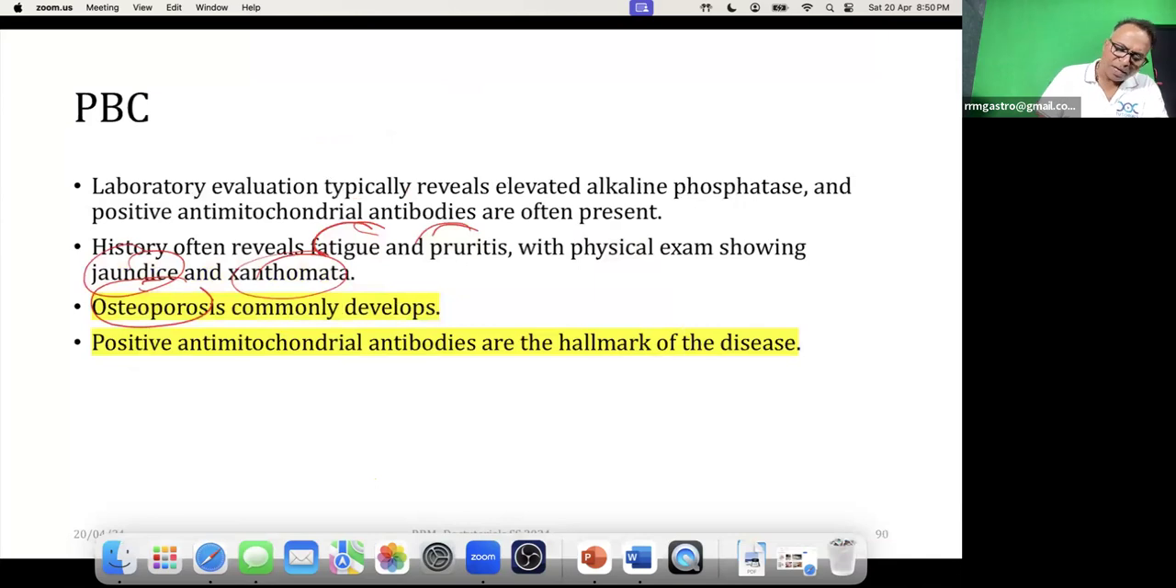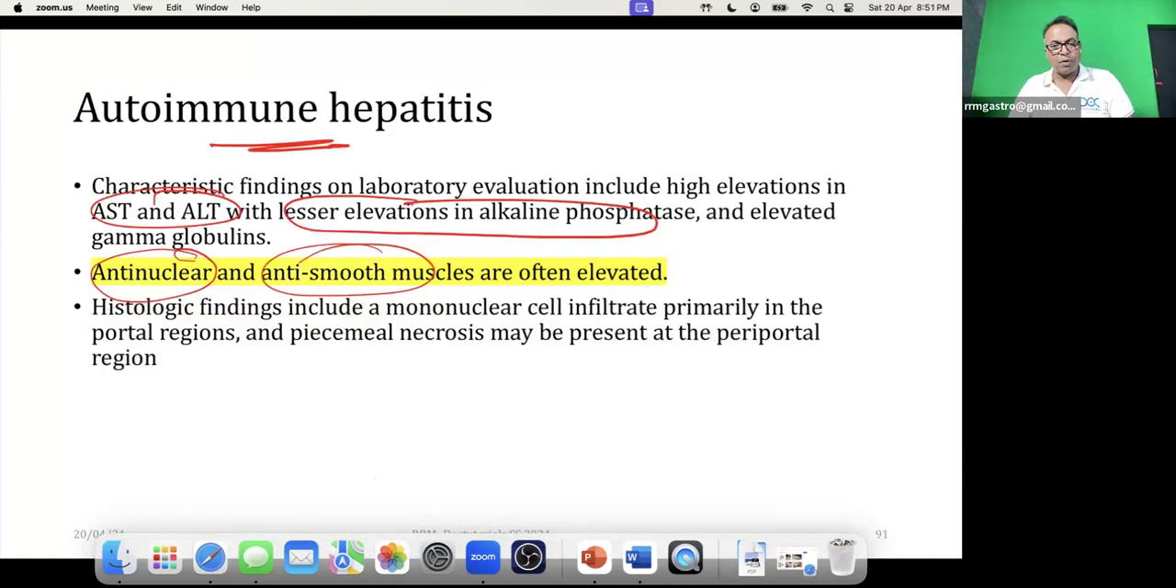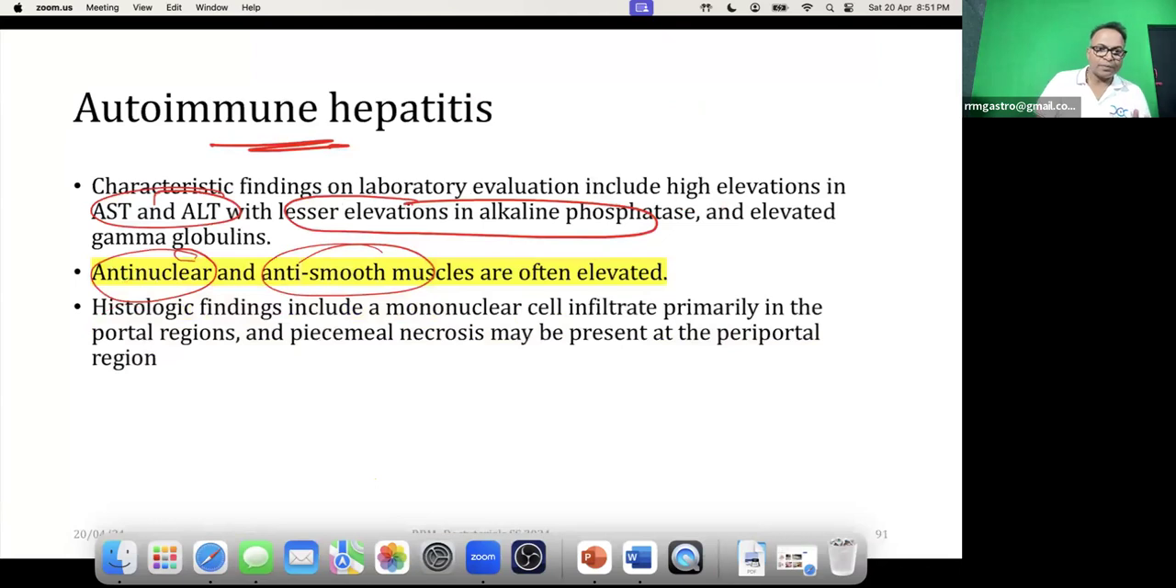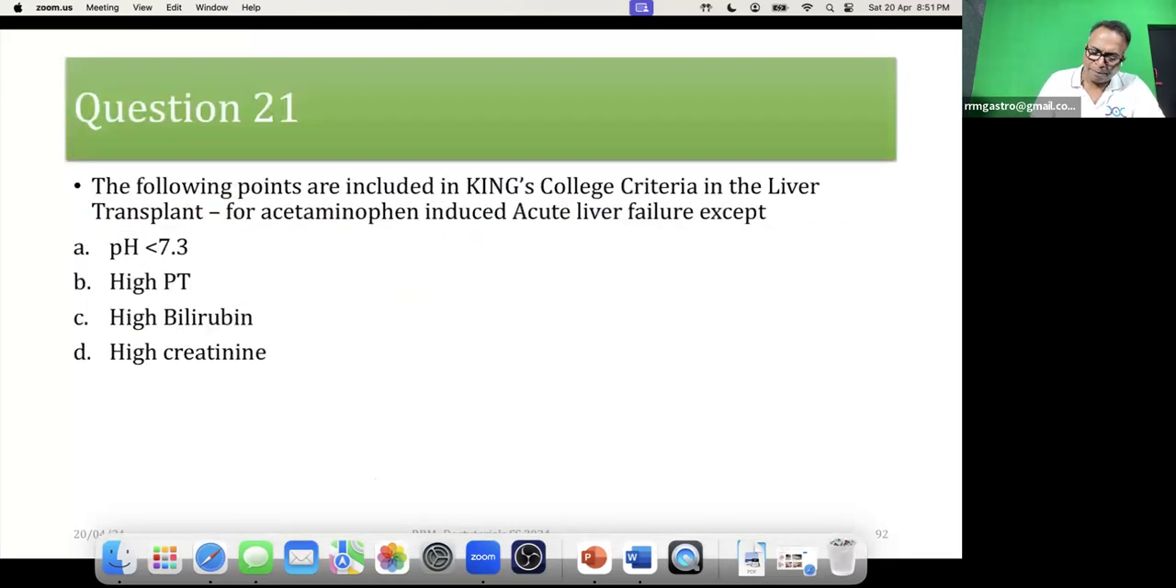As you know very well, alkaline phosphatase is elevated in obstructive pathologies. So PBC is an obstructive pathology, therefore it is more elevated. In autoimmune hepatitis, it is less elevated. Antibodies are most important: anti-mitochondrial, anti-nuclear, anti-smooth muscle. These antibodies will decide the course, but biopsy is essential for autoimmune hepatitis.